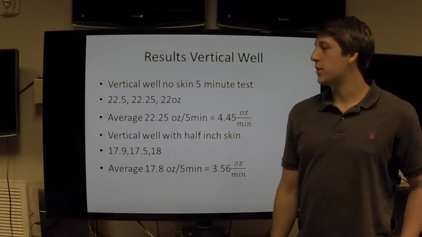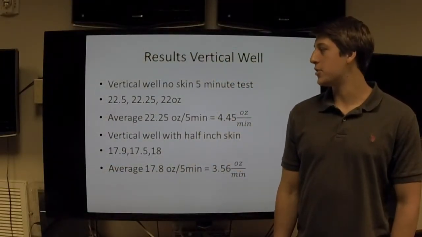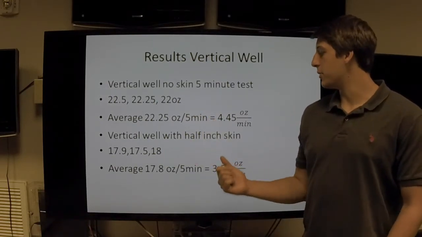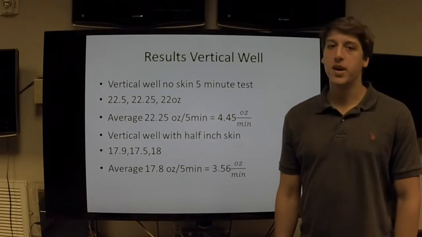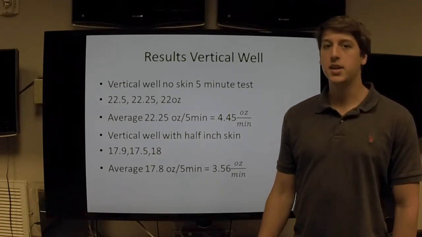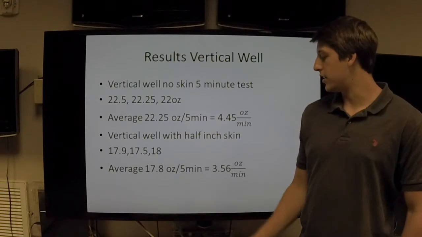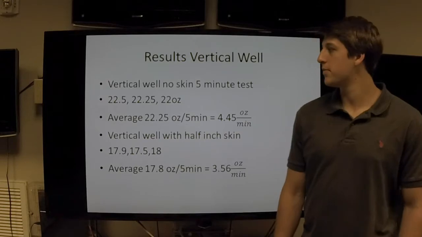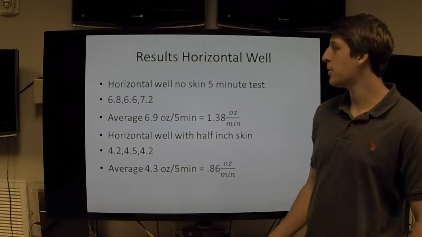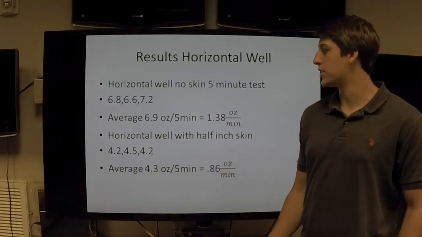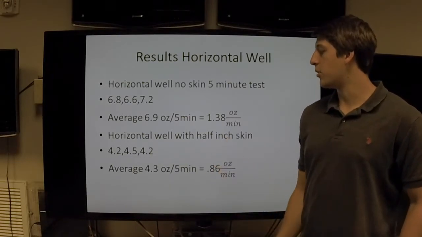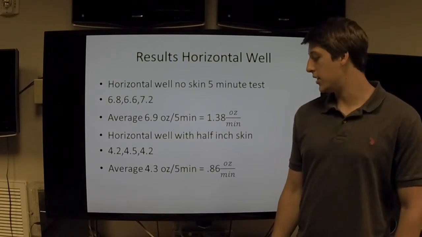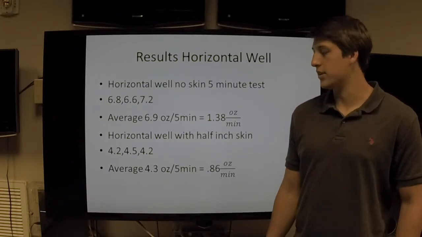When we ran our vertical well test with no skin, we used 3 independent trials, each lasting 5 minutes, to calculate our flow rate. With the vertical well, we calculated our flow rate at 4.45 ounces per minute. When we applied a skin to the vertical well, we calculated an average flow rate of 3.56 for the 3 trials. With a horizontal well, we used 3 trials as well, each lasting 5 minutes, to calculate a 1.38 ounces per minute flow rate with no skin, and with a skin, an average flow rate of 0.86 ounces per minute.